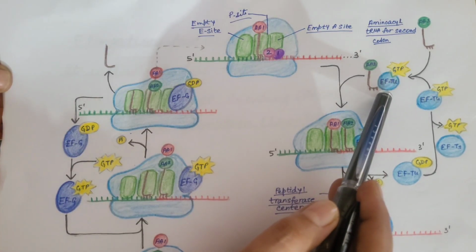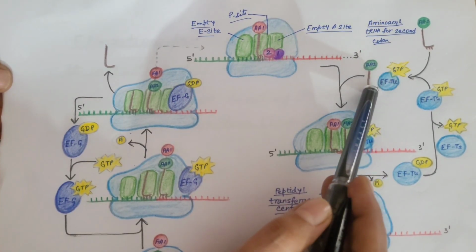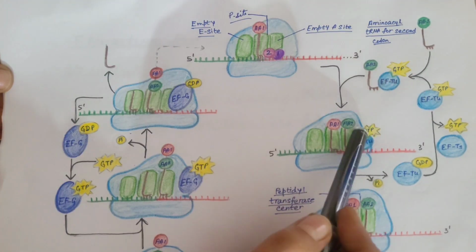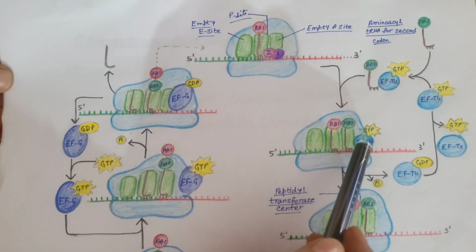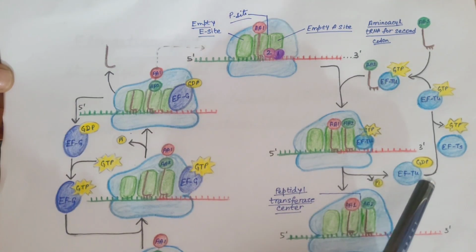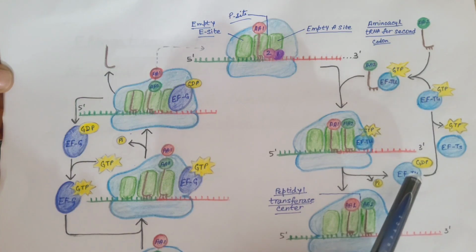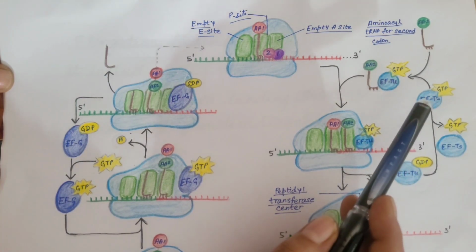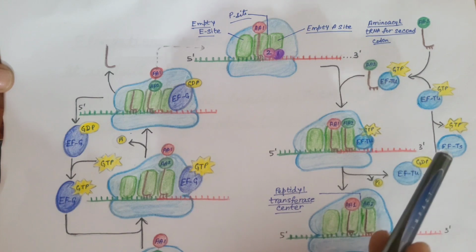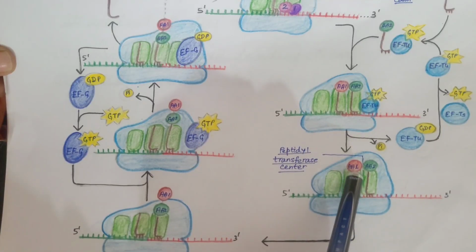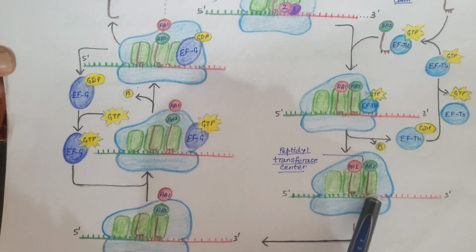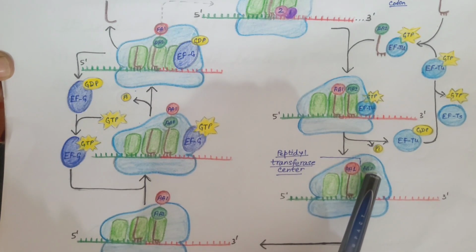So the aminoacyl transfer RNA for the second codon comes and binds to this A site, and this is escorted by EF-Tu GTP, elongation factor thermo-unstable. As soon as this aminoacyl transfer RNA binds to the A site, GTP is hydrolyzed and EF-Tu is released, which has GDP. Then EF-Tu GTP is regenerated by the EF-Tu EF-Ts exchange cycle, which we will discuss in detail in the next video. So what we see is that the initiating transfer RNA carrying the N-formyl methionine is present at the P site and the transfer RNA carrying the second amino acid is present at the A site.